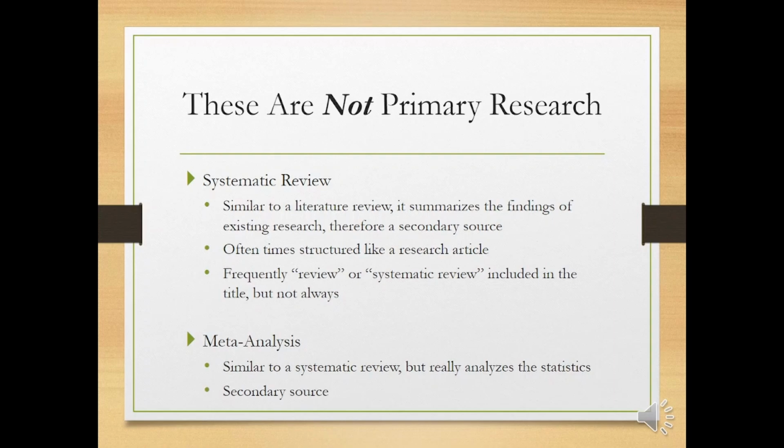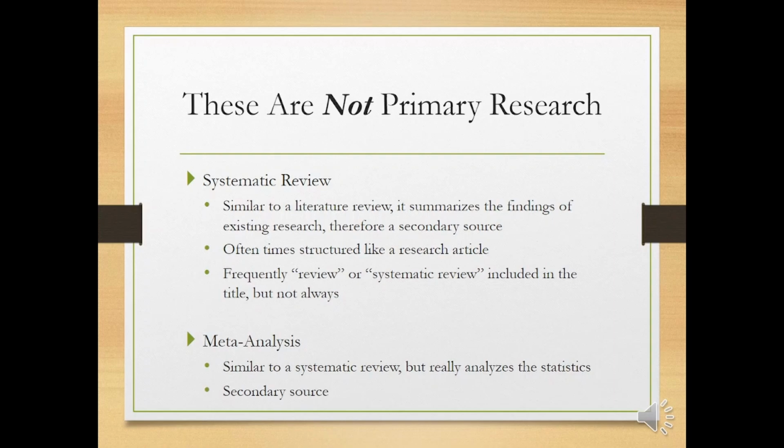A systematic review. So these are similar to a literature review, but it's summarizing findings of existing research. Therefore, it is a secondary source. Oftentimes it's structured like a research article, so again the tip here is to remember a research study will basically have one set of participants or subjects going through the same treatment or intervention. In a systematic review, in the subject section, they will talk about many different groups of subjects, so that's one area you can go to identify that.